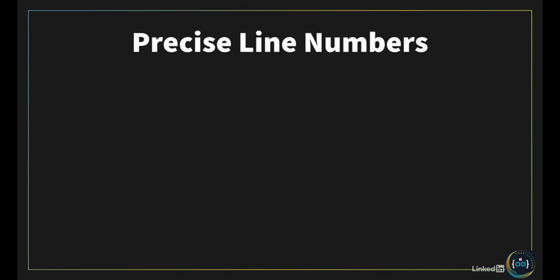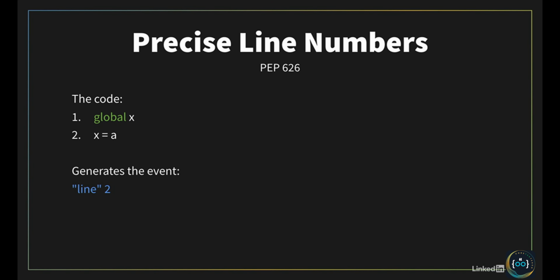Another notable feature is the addition of strict line numbers for debugging and other tools, as detailed in PEP 626. This guarantees that when tracing is turned on, line tracing events are generated for all lines of code that are executed.